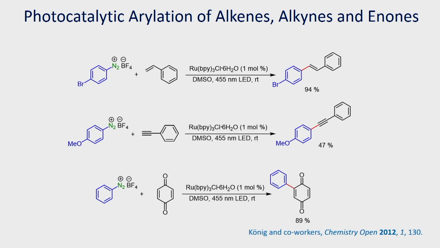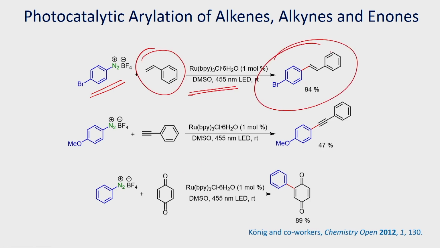the photocatalytic arylation of alkenes, alkynes and enones. These are some of the recent developments in diazonium salt chemistry. And you can see here, for example, this diazonium salt can be readily reacted with styrene using this photocatalyst to give the coupled product. Just as we have seen, if you have methyl acrylate, you can try to couple the diazonium salt with a vanadium based catalyst.